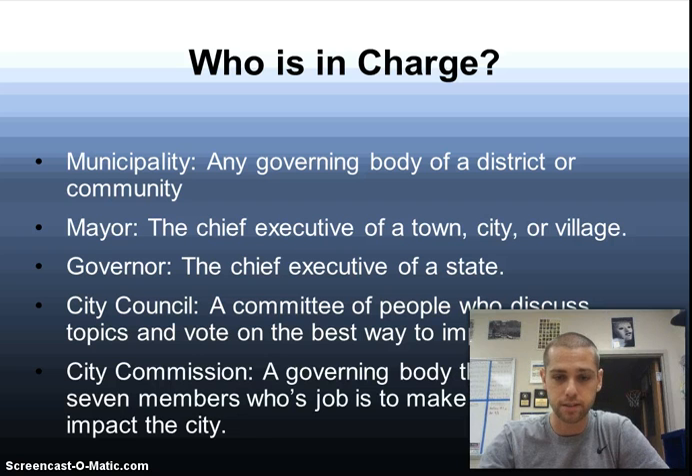A city commission is a governing body that has a limit to 5 to 7 members, and it's their job to make decisions that impact the city. In a city commission, you'll almost always find that those 5 to 7 people are elected officials, same as you would have for a mayor or any other governing body in that way.